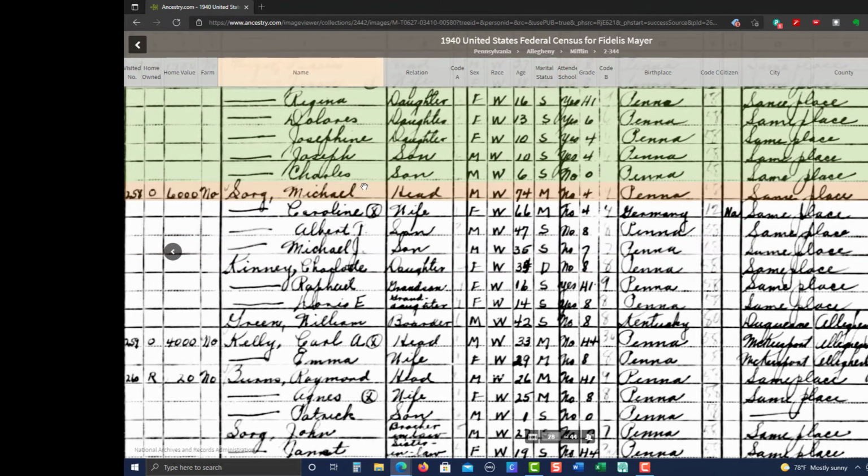Now, if you look down here, you got Michael the head, Caroline the wife, got Albert the son, Michael the son. Then you have Charlotte Kinney. It's not the same name, but it's his daughter. Why wouldn't she have the same name? Well, she's 34 years old, and look here at the marital status. There's a D. She's divorced, and now living with her parents again.